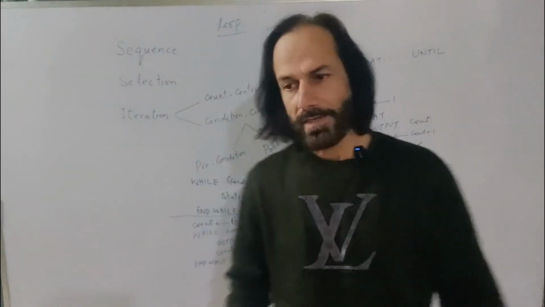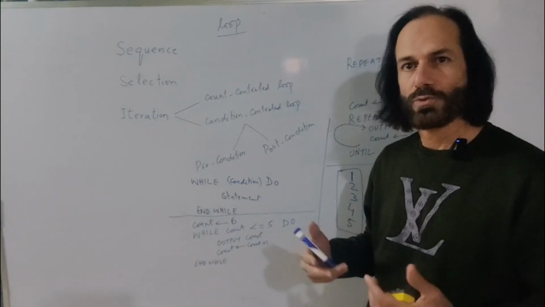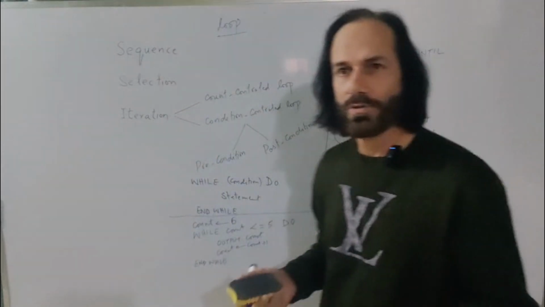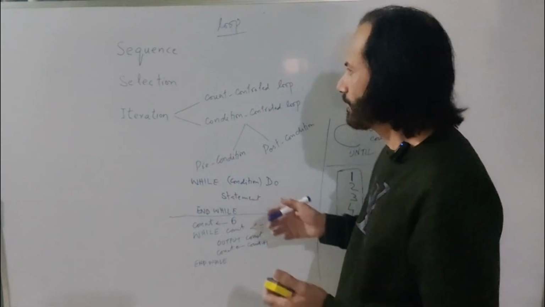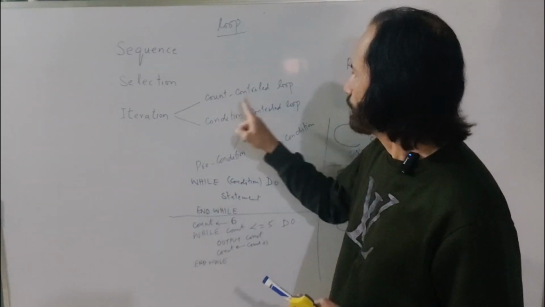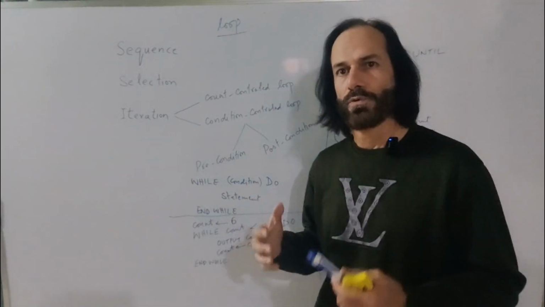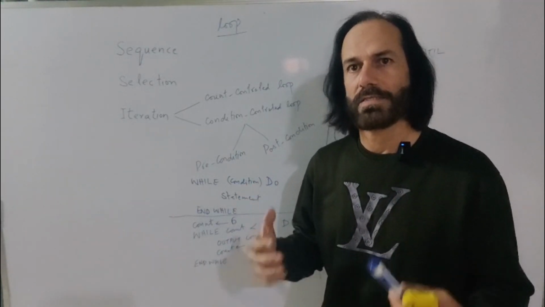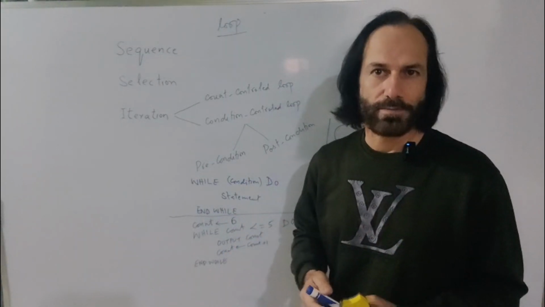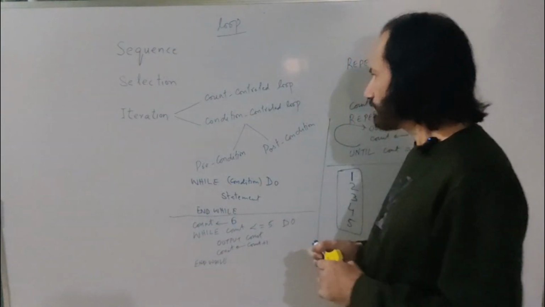So I've used the same example using two different loops. This was about iteration. We have learned there are two main categories of iteration: counter controlled or count controlled loop, which will run for a fixed number of times. That means the repetitions must be known at the start, so you must know how many times you are going to repeat a loop.